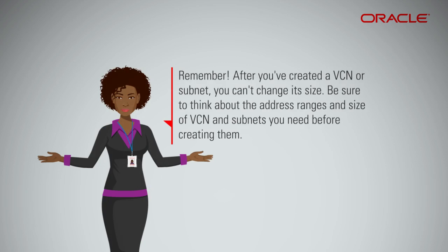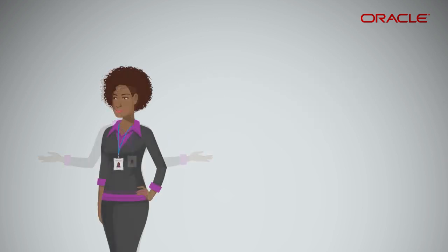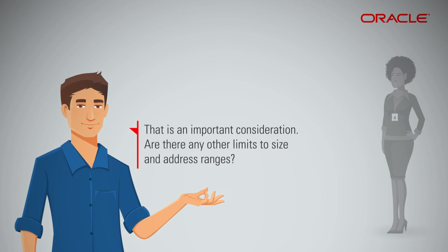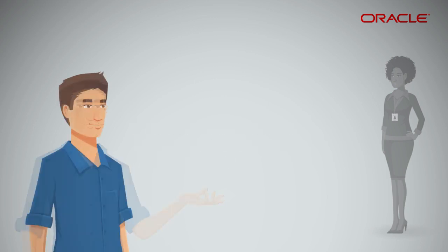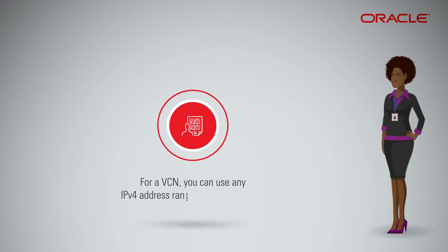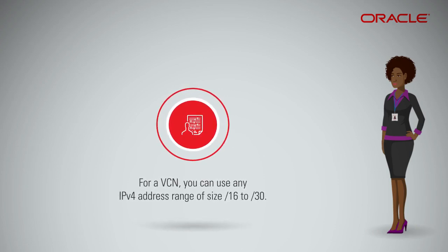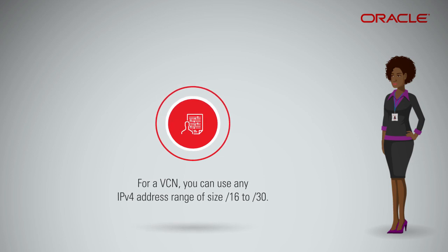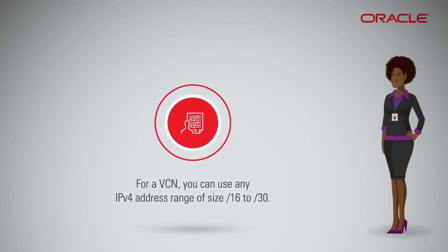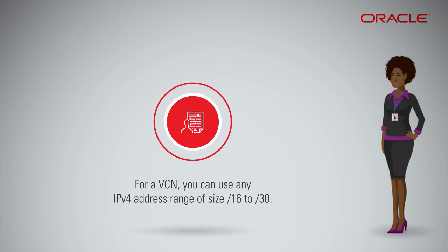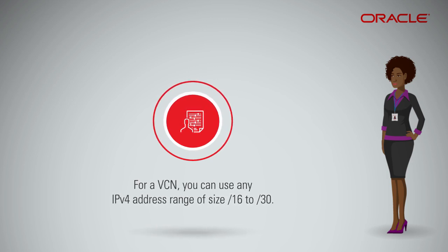Remember, after you've created a VCN or subnet, you can't change its size. Be sure to think about the address ranges and size of VCN and subnets you need before creating them. That is an important consideration. Are there any other limits to size and address ranges? For a VCN, you can use any IPv4 address range of size /16 to /30. Within a subnet's address range, the service reserves the first two IP addresses and the last one.